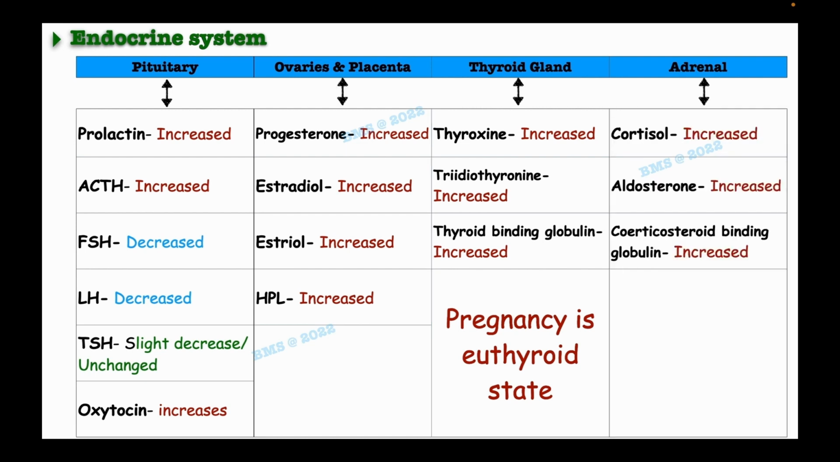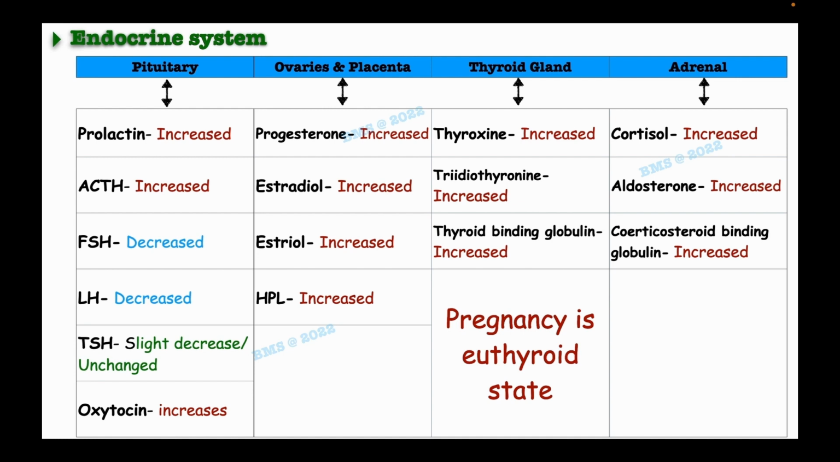Now, in the adrenal gland, we find that there are increasing levels of cortisol, which I explained earlier on, and this is because there is an increase in the levels of maternal adrenocorticotropic hormone, which causes the increase in the cortisol.